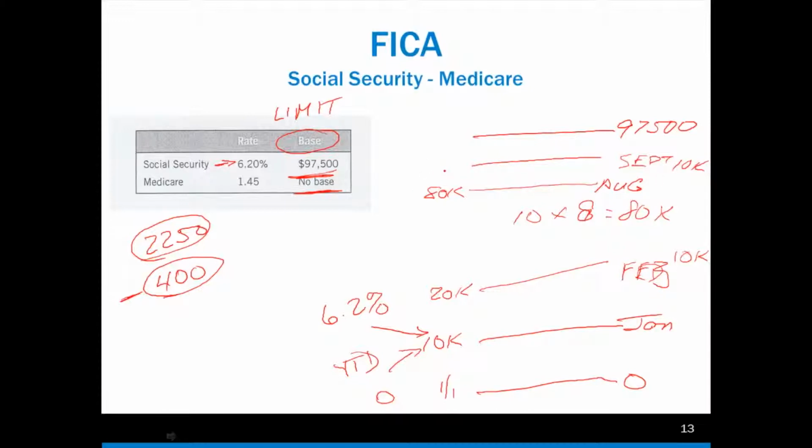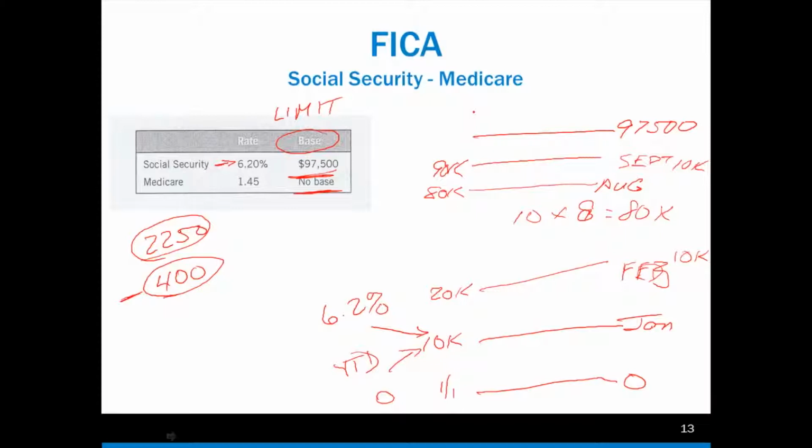And the same thing applies. How much of this additional $10,000 at the end of September is taxable? Well, all of it is still below the 97.5, so all of it would still be taxable, and you'd have to pay the 6.2% on the $10,000. Right? So now that makes your year-to-date wages $90,000. Okay, at that point, at the end of September.